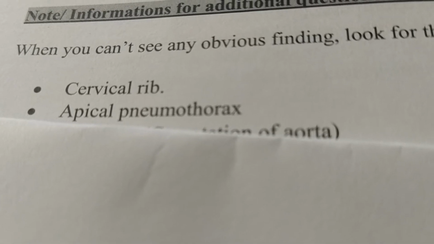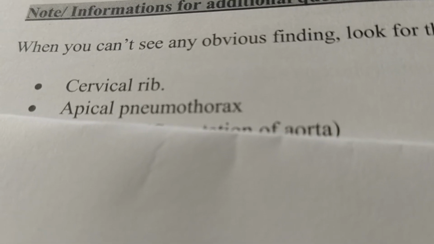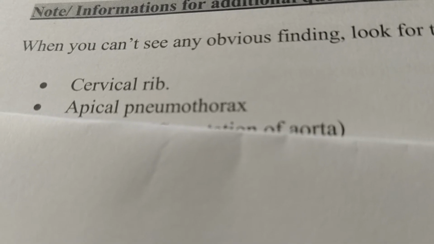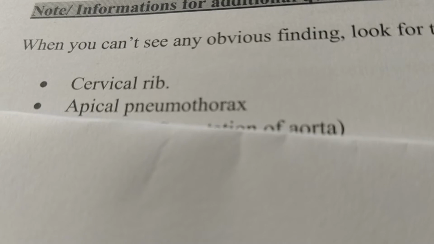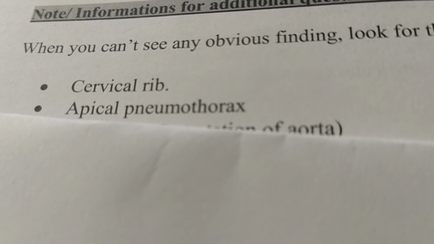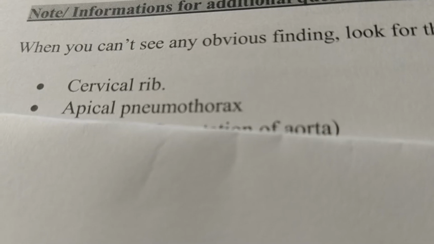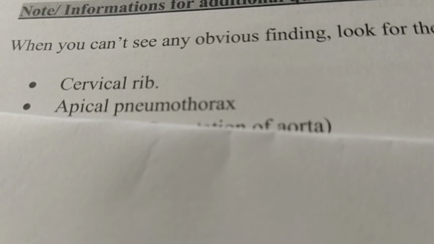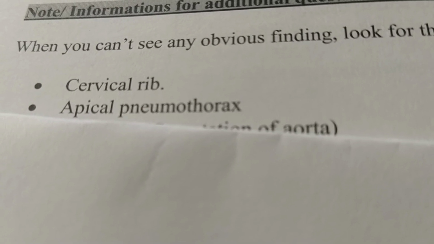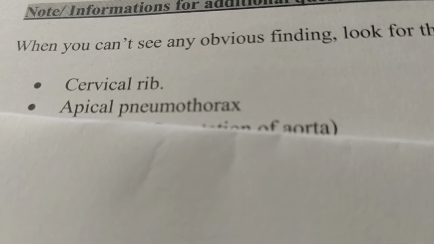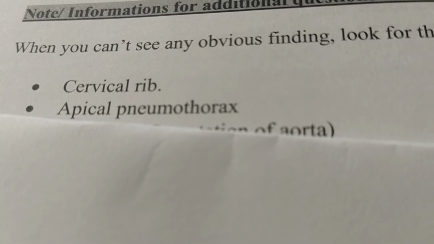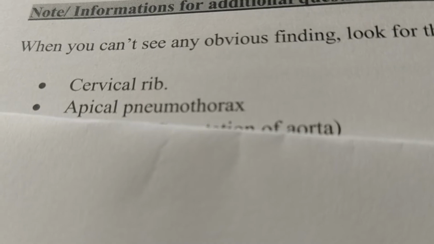So what are the points that are easily missed in chest X-ray? Today's video is on this topic. What are the easily missed points on chest X-ray? Number one is cervical rib. Sometimes we encounter this on chest X-ray and we easily miss this finding.